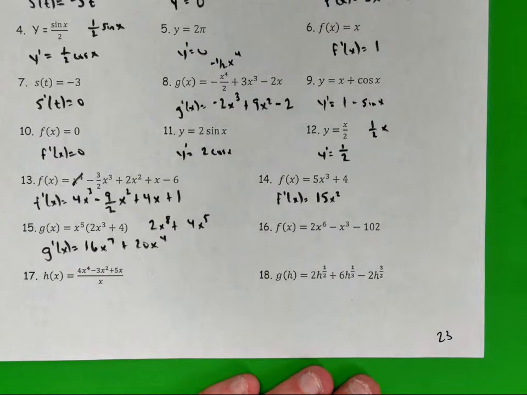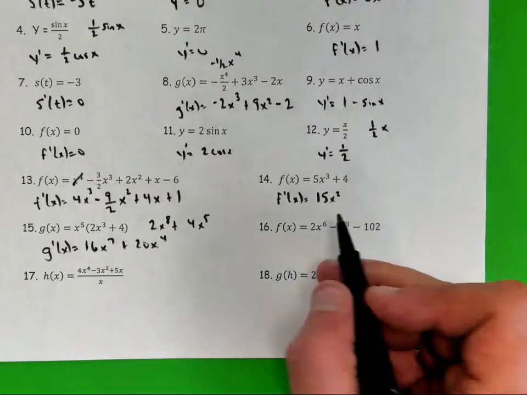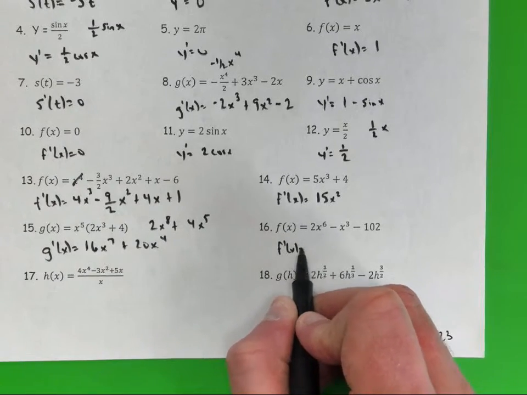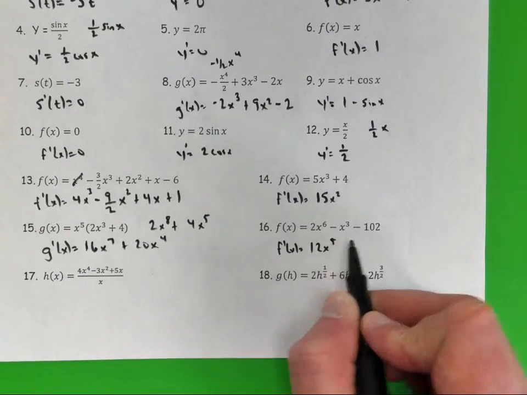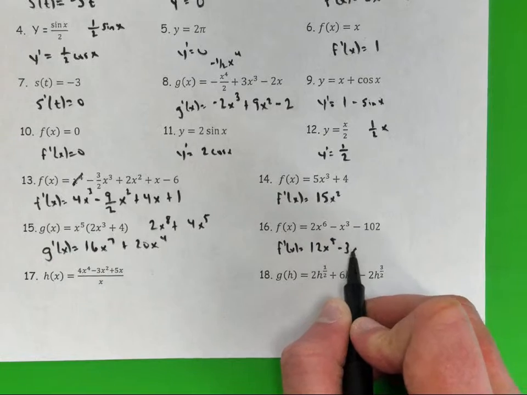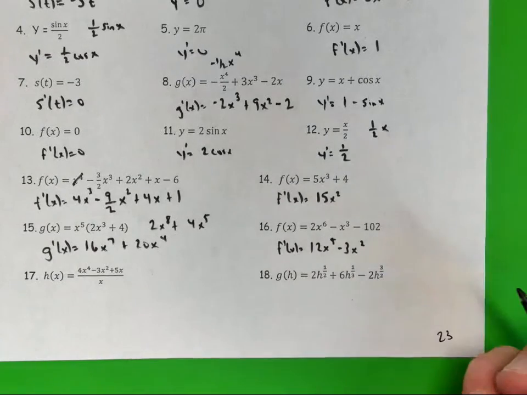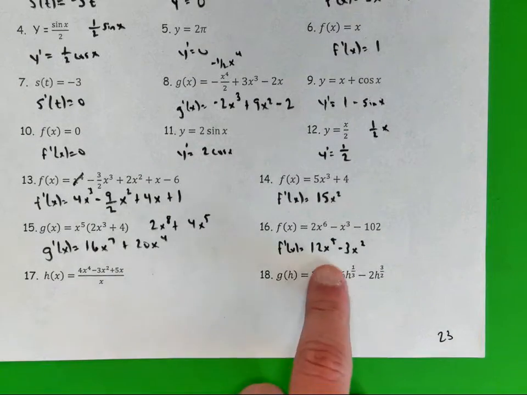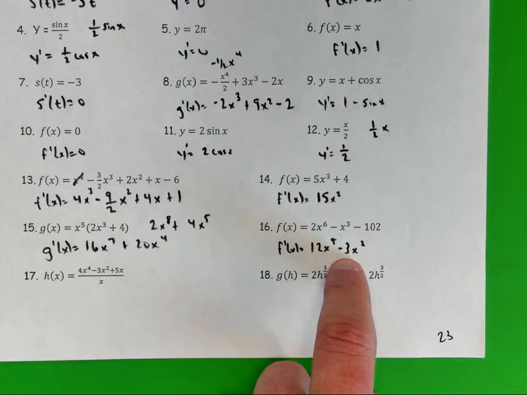All right, number 16. Take each part. F prime of x equals 12x to the 5th. 3 times negative 1 is negative 3x squared. And the derivative of negative 102 is 0. So you just have 12x to the 5th minus 3x squared.